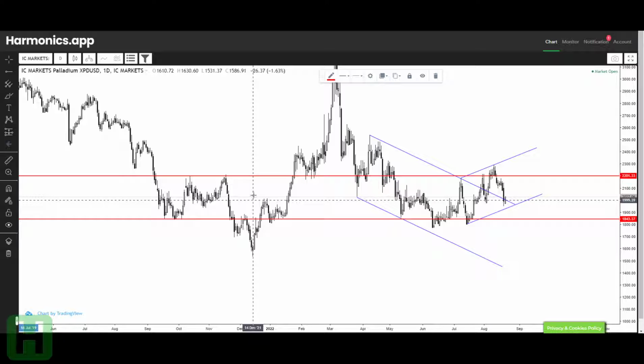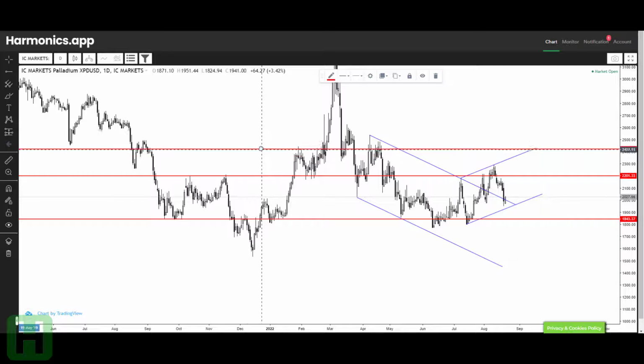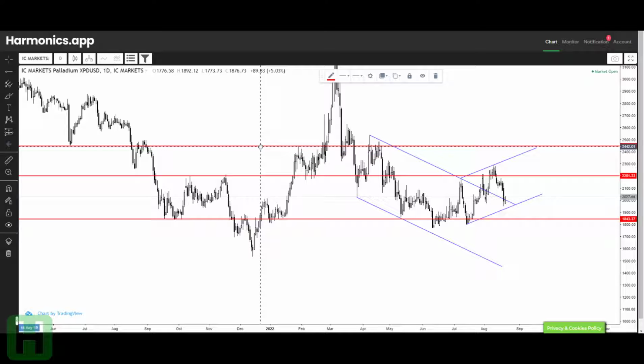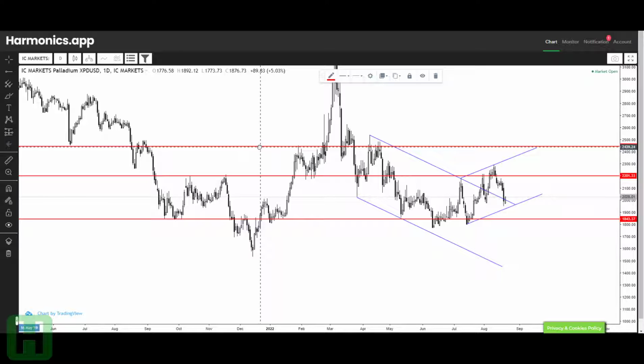Then I will put another one. I will copy this one and move to the upside. Okay, this is also a nice level where the price was moving. You can look here. It was a support. Here was resistance. This was resistance again. Here is also the resistance, and here is also the support.